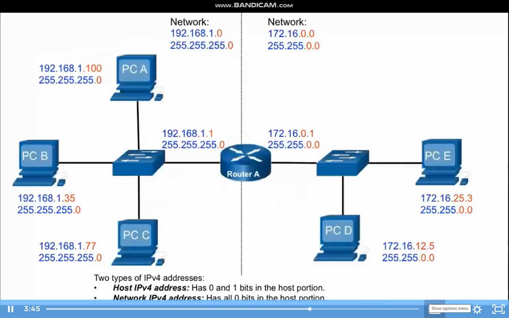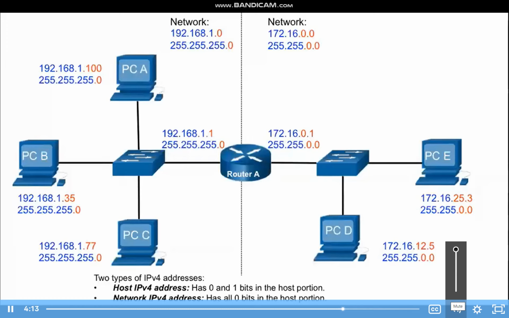Let's look at an example. We have 2 IPv4 networks, 192.168.1.0 with the 255.255.255.0 mask, and 172.16.0.0 with the 255.255.0.0 mask. Network addresses have all 0 bits in the host portion.